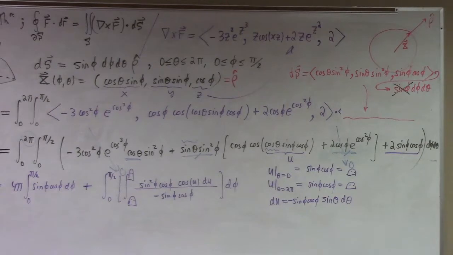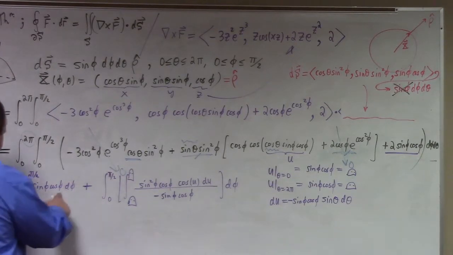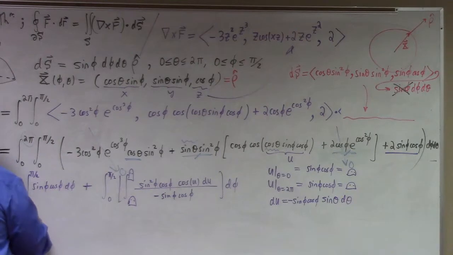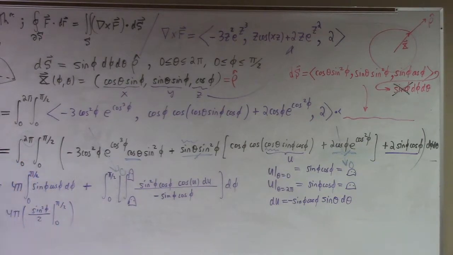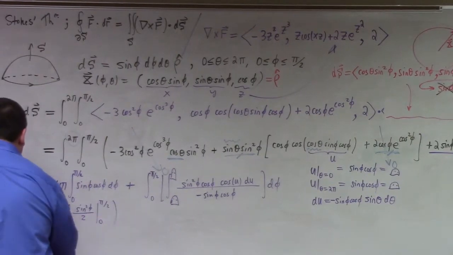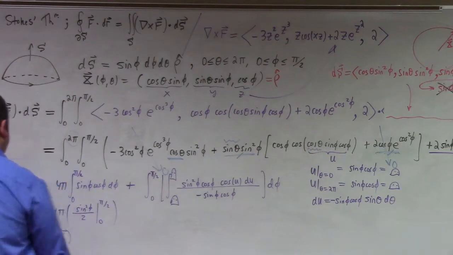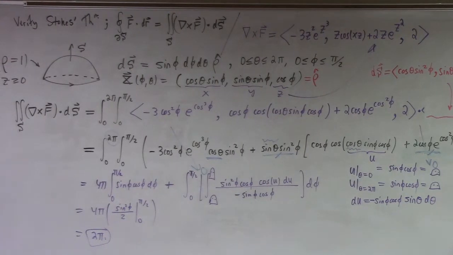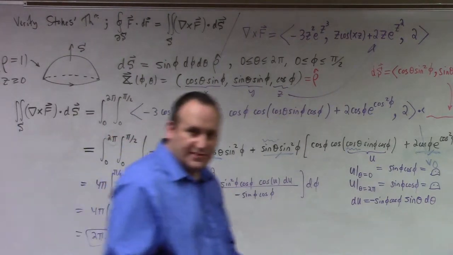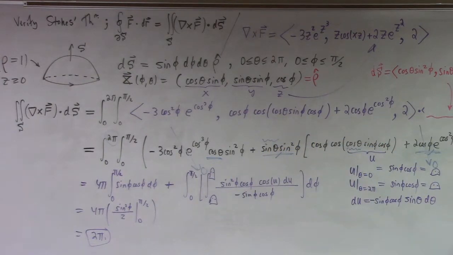So this, of course, is 4 pi, and this integrates to what? You got a sine squared phi over 2, evaluated from 0 to pi over 2, yeah? So 2 pi? Good news is, we just did the hard part of it. Now here's the easier part.